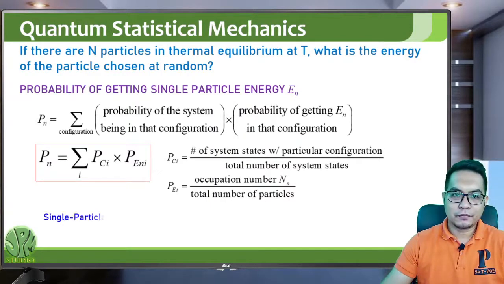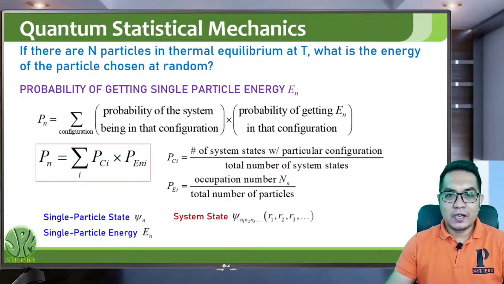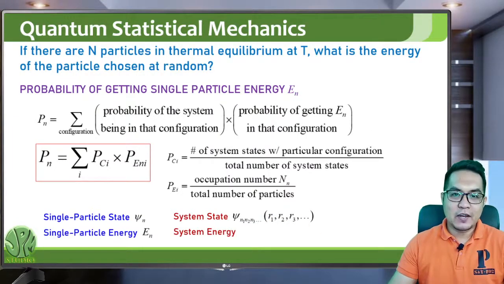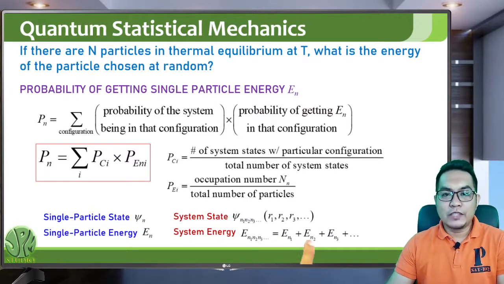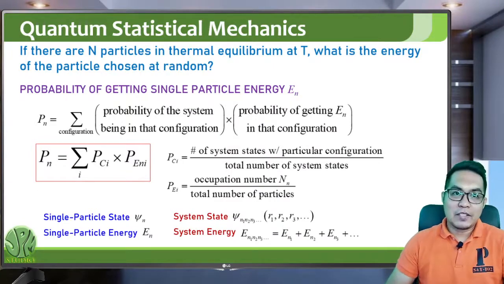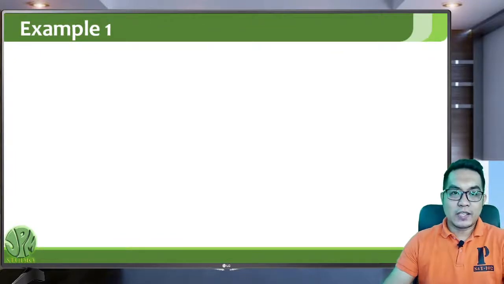So we need to emphasize here that psi n is the single particle state, En is the single particle energy. And actually, if you have a system state, it will have many subscripts depending on how many particles you have. So it's a function of R1, R2, R3, and so on. And the energy of the system is actually the sum of the individual single particle energies. Okay, so let's go directly to an example.